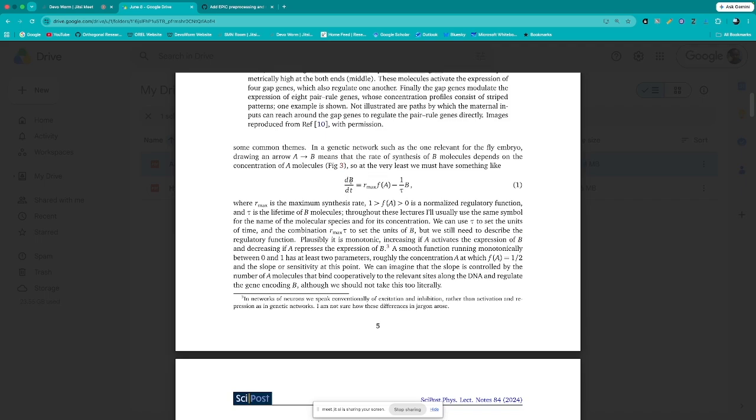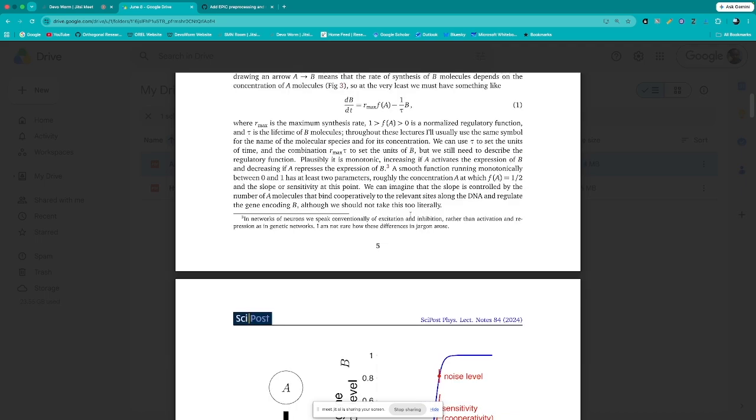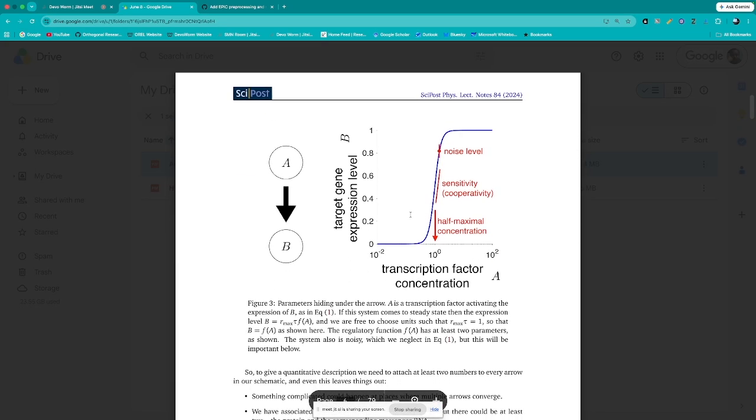So you have a differential equation that looks something like this, where Rmax is the maximum synthesis rate, your function A falls between 0 and 1, which is a normalized regulatory function, and tau is the lifetime of B molecules, which is their rate of being in concentration. So we have to account for entropy, we have to account for the generation of new molecules. And so that gives us a number of things to work with at any one time. This is basically the idea, and he's talking about building out this network.